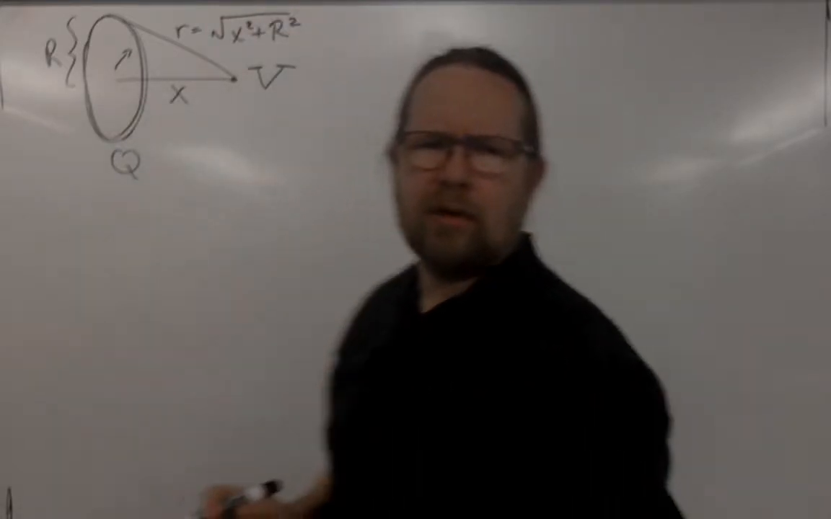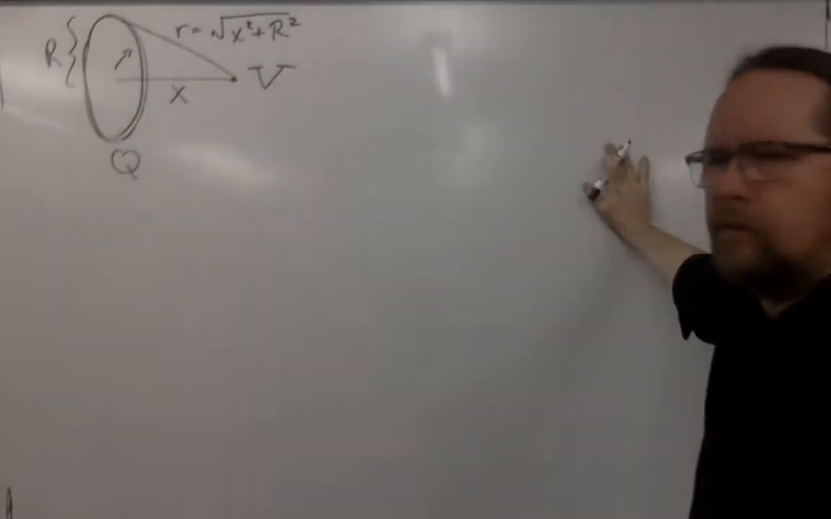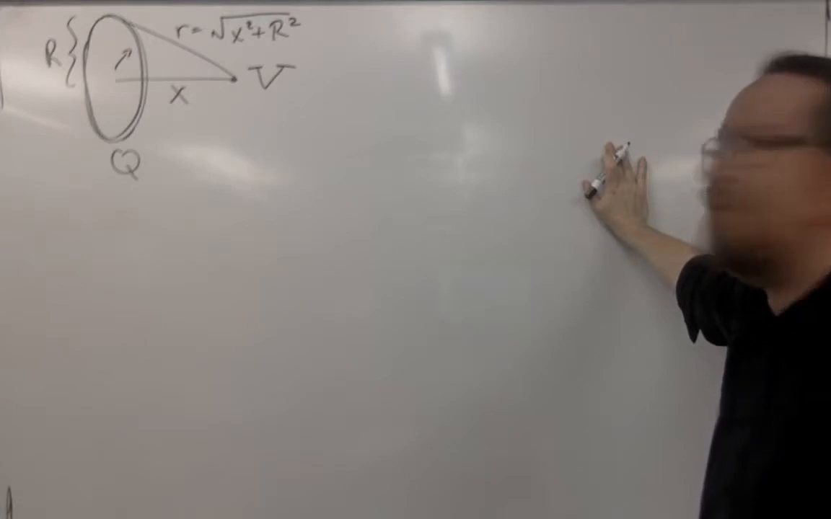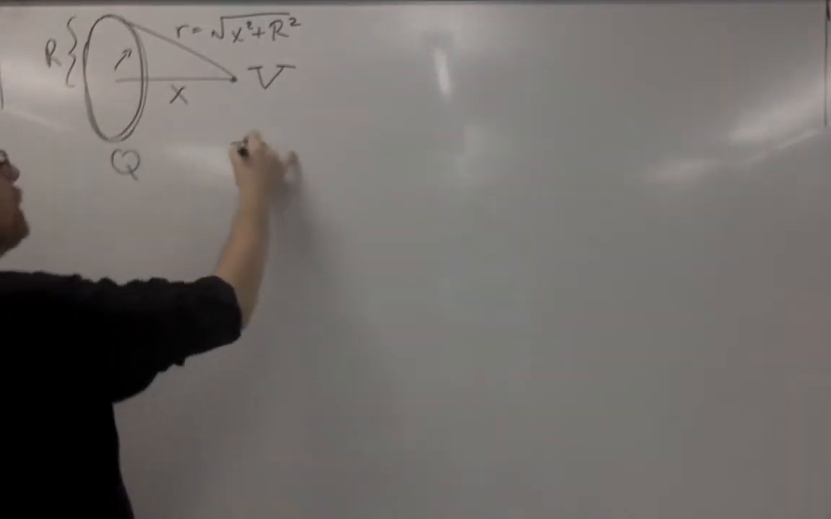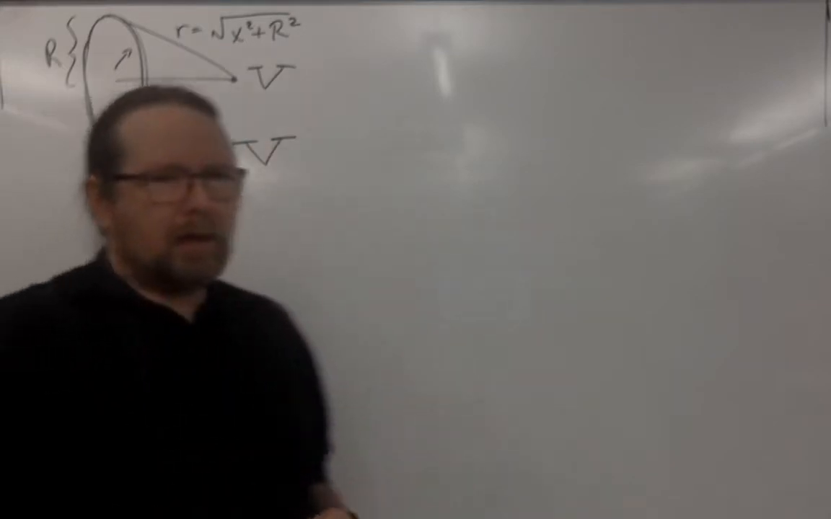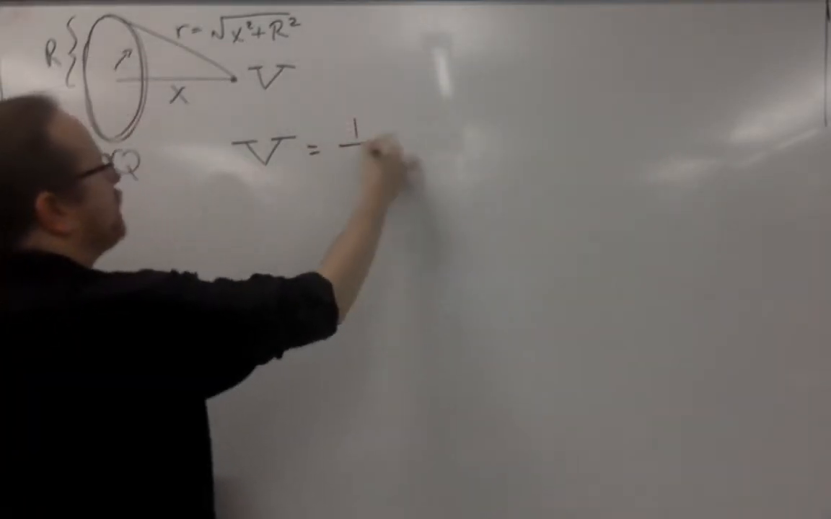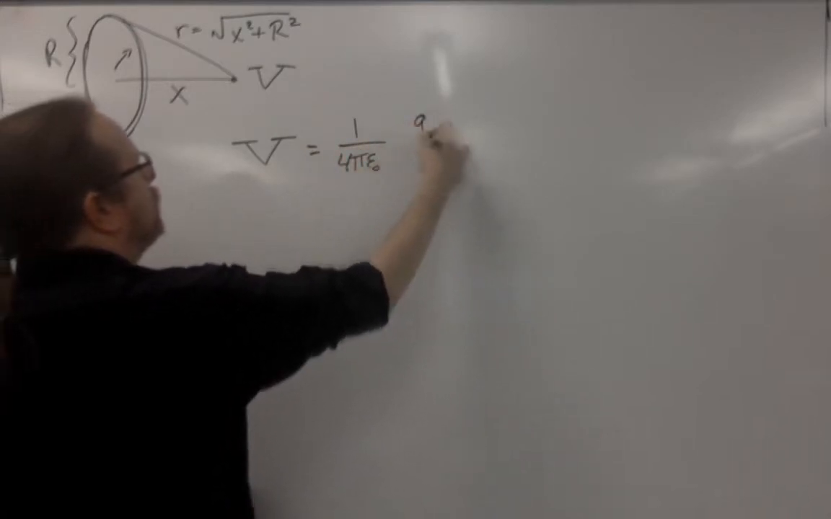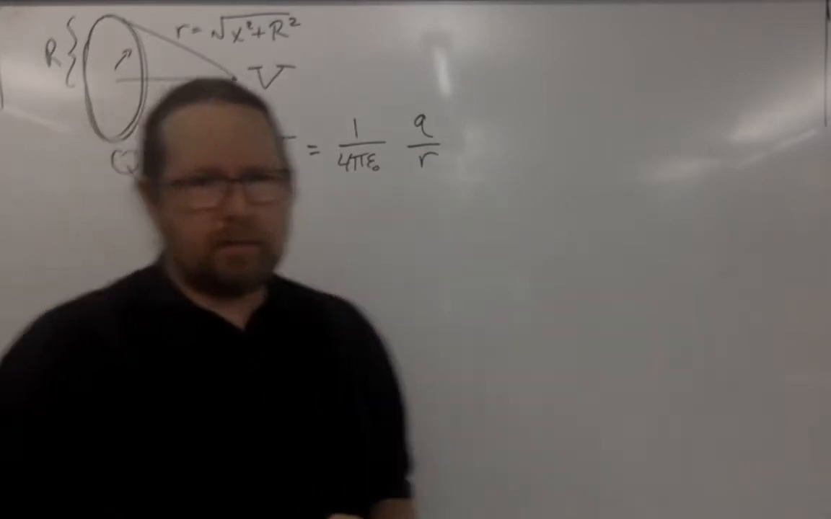I'm using slightly different variables than your book, but that should be okay. So if we do this integral, everything under the integral is going to be constant. The expression for the potential at some point in space due to a point charge q is equal to 1 over 4 pi epsilon 0 times q over r, not r squared. Potential goes linear.